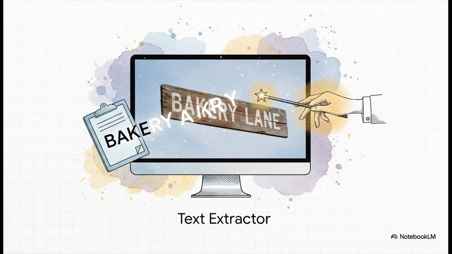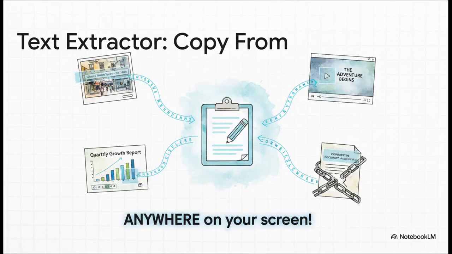Okay, get ready, because this next one feels like actual magic. It's called Text Extractor, and it does exactly what it sounds like. It lets you copy text from literally anywhere. I'm serious. It doesn't matter if the text is in a photo, a paused YouTube video, or a system error message. You just hit a keyboard shortcut, draw a box around the text you want, just like taking a screenshot, and that text is instantly on your clipboard, ready to paste.